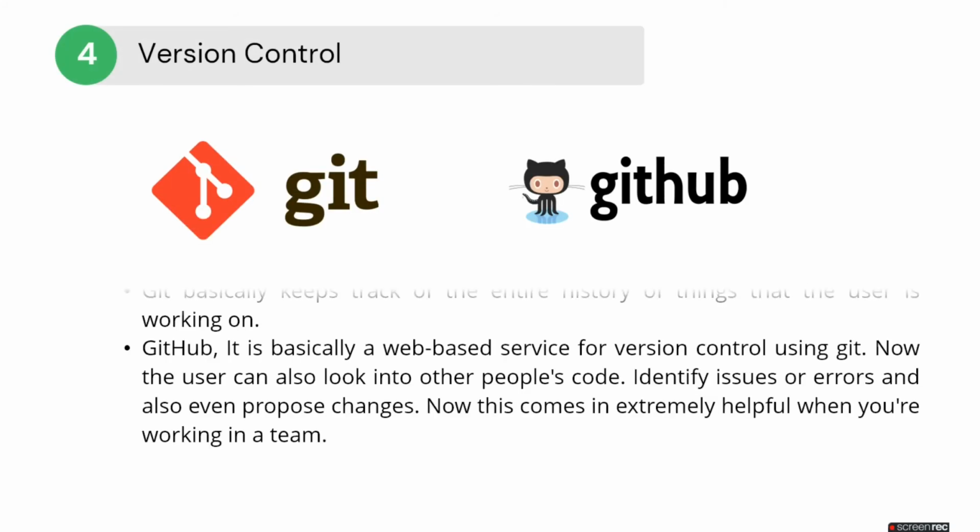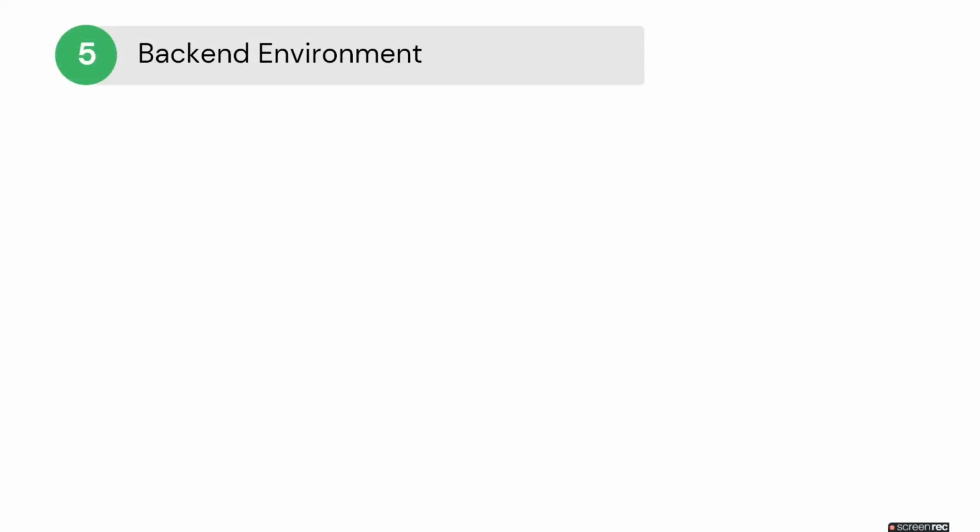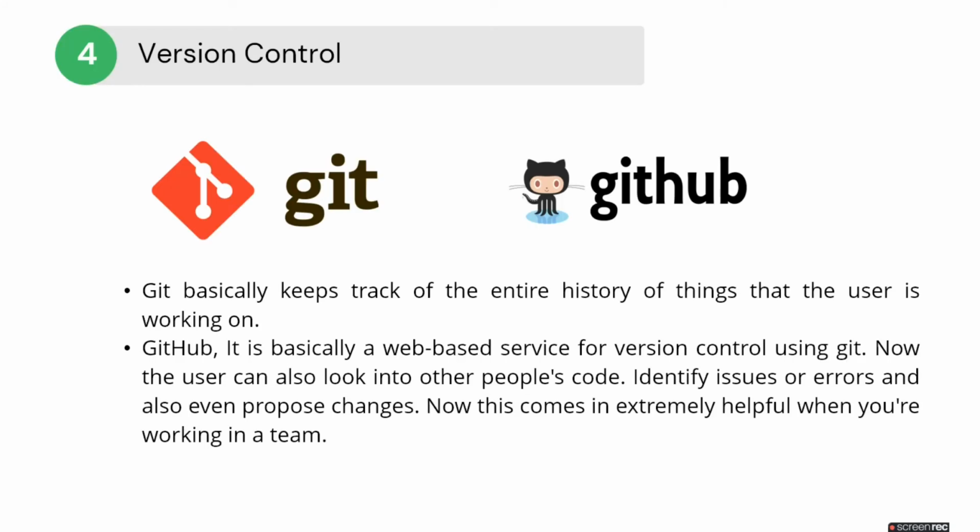Now Git and GitHub are the most widely used version control systems. Now Git basically helps you to manage your project files. Git basically keeps track of the entire history of things that the user is working on. So it allows the user to backtrace and see what they worked on. Then moving on to GitHub, it is basically a web-based service for version control using Git. Now the user can also look into other people's code, identify issues or errors, and even propose changes. Now this comes in extremely helpful when you are working in a team.